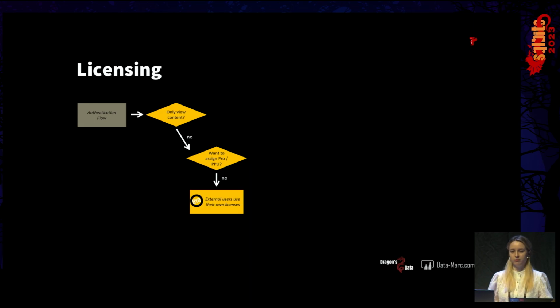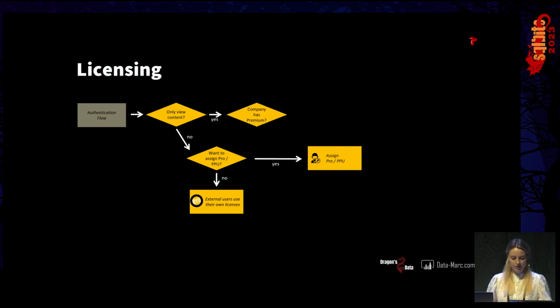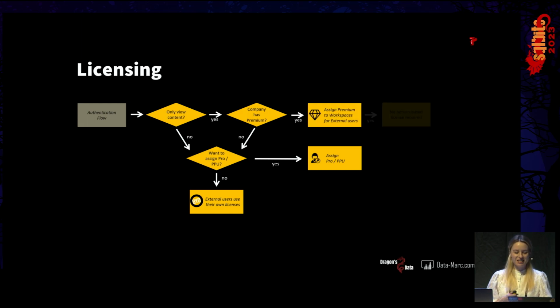If not, again, my only option is that external users use their own license, so I bring my own. If yes, you buy the licenses and assign them to the external user. And now, if you want people to share and collaborate with your data, then you can think about whether you have a Premium. Does Mark have a Premium? As we know, no. So again, we are going back to that. If yes, you can assign Premium to workspaces for externals, and then no person-based licensing is required.